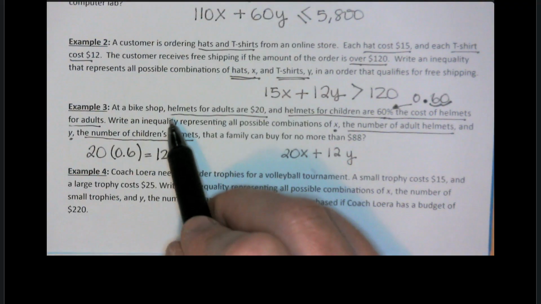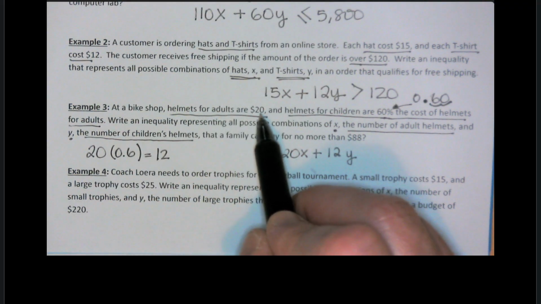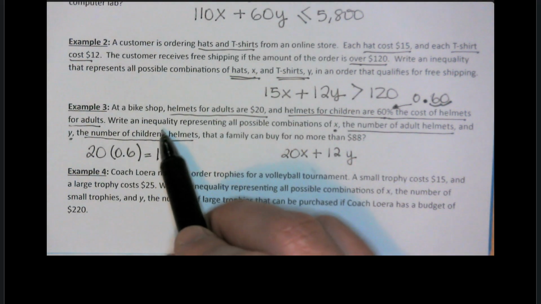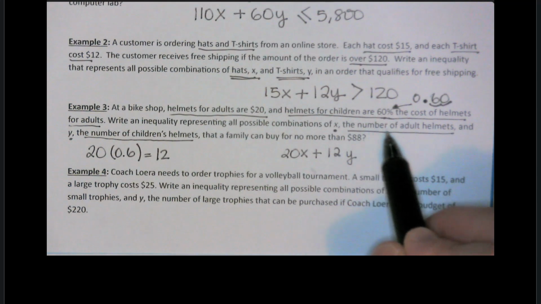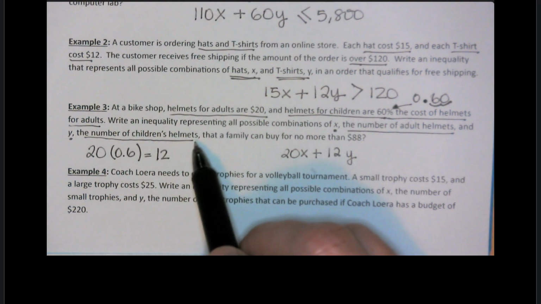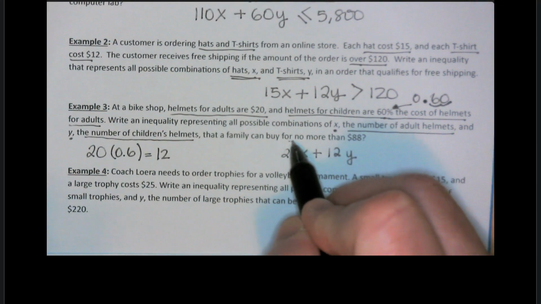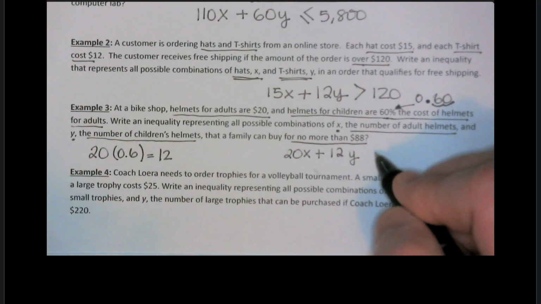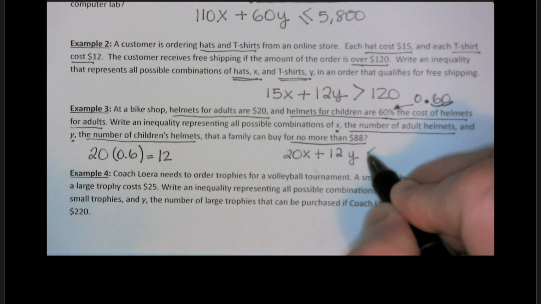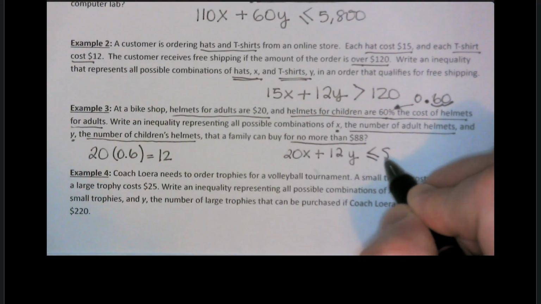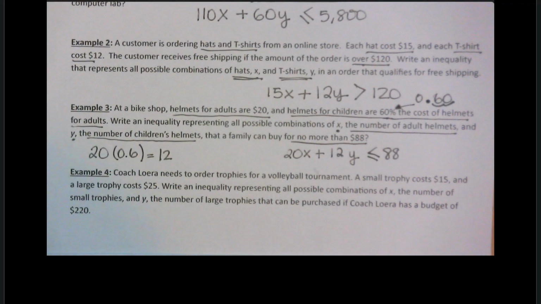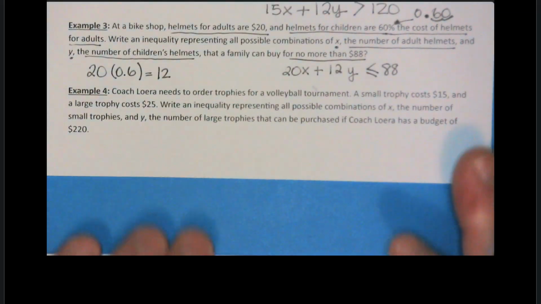All right, so the bike shop sells helmets for adults for $20 and helmets for children for 60% of the cost. Write an inequality representing all possible combinations of X, the number of adult helmets, and Y, the number of children's helmets that a family can buy for no more than $88. So no more than $88 will be less than or equal to. It has to be less than $88, but it still could be $88, but no more than 88. All right, let's go on to the next and final example.